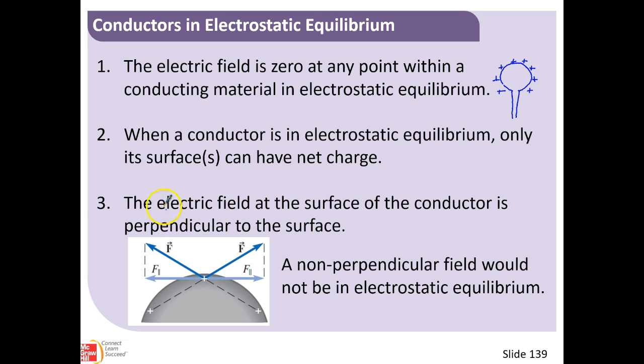So point 3 here says the electric field at the surface of the conductor is perpendicular. So the field here really should be perpendicular to the surface like this. A non-perpendicular field would not be an electrostatic equilibrium. So we really want these to be in equilibrium. And if that's true, then the electric field at that surface should be perpendicular to it.